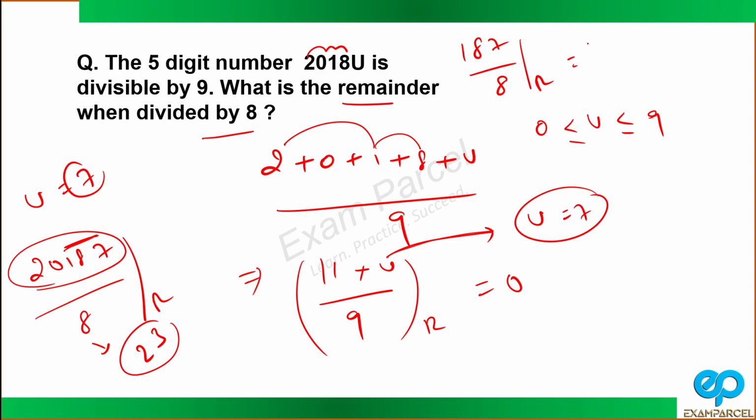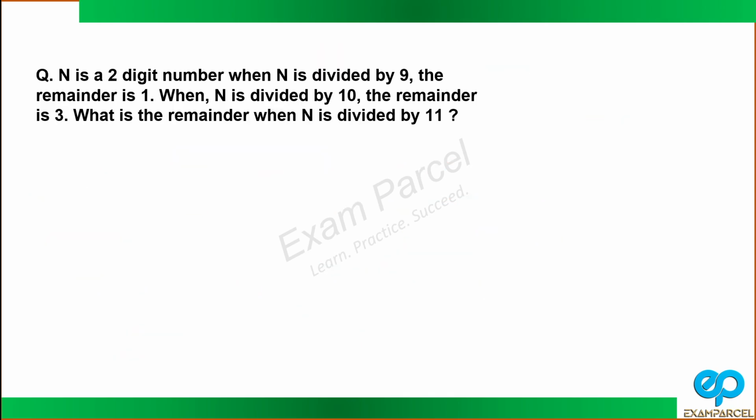227. 8 into 3, 24. So remainder is 3, right? So finally our correct answer is 3. I hope this is clear to you. 3 is the correct answer. Okay, let's move on to the next question.